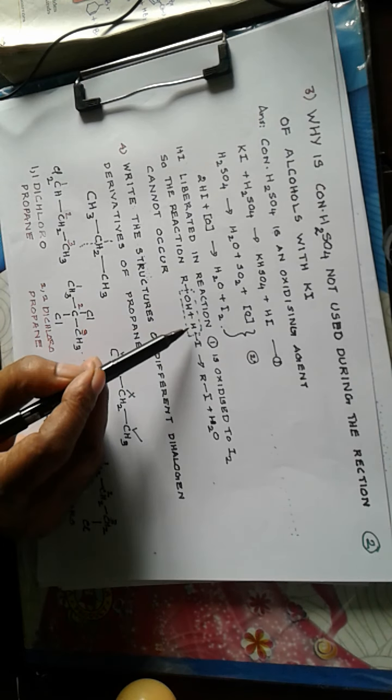So HI will not be available for reaction with the ROH. So the reaction ROH plus HI is prevented. Hence concentrated sulfuric acid cannot be used during the reaction of alcohols with KI. Now sulfuric acid is an oxidizing agent. At the same time, HI, that is hydroiodic acid, is a reducing agent also.